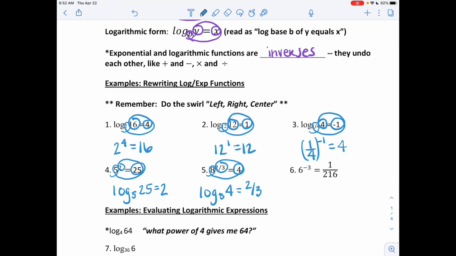Finally, 6 to the negative 3rd power equals 1/216, because 6 to the 3rd power is 216. Remember that the negative sign flips it and makes it the reciprocal. So 6, 1/216, and then -3. So log base 6 of 1/216 is equal to -3.